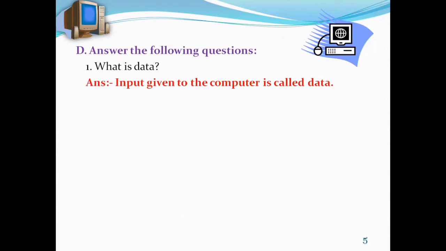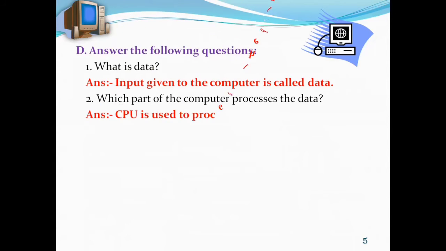And when you answer, do not see your answer, okay? Don't look at your copy, without looking anywhere, okay? You answer. Next question. Good. Which part of the computer processes the data? You can tell now. CPU. Yes. CPU processes the data. Good. I think correct answer. Yes, it is the correct answer. CPU is used to process the data.